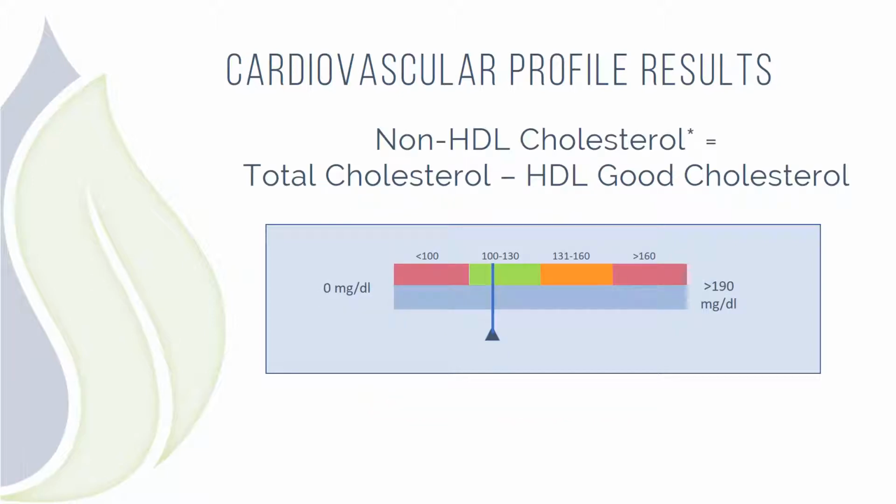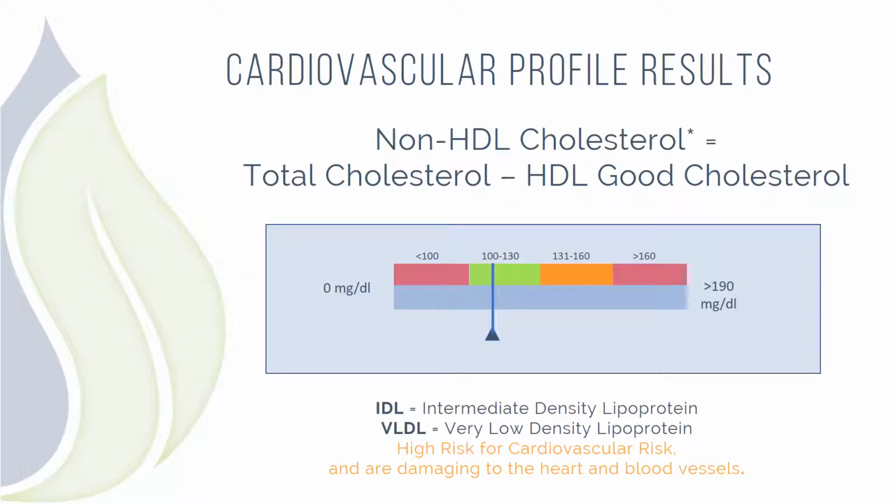Non-HDL cholesterol is a calculated value. It's a simple equation subtracting the HDL good cholesterol from the total cholesterol. It also, in addition to the LDL bad cholesterol, includes fractions such as IDL and VLDL, intermediate density lipoprotein and very low density lipoprotein. Both of these are very high risk for cardiovascular risk and are damaging to the heart and blood vessels.